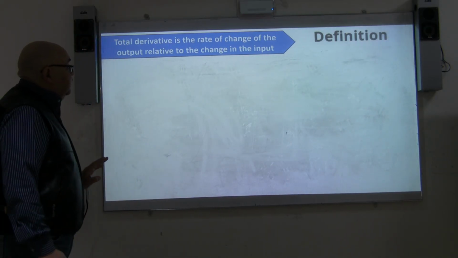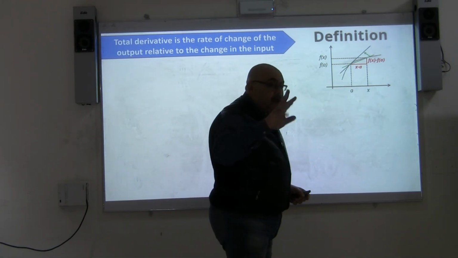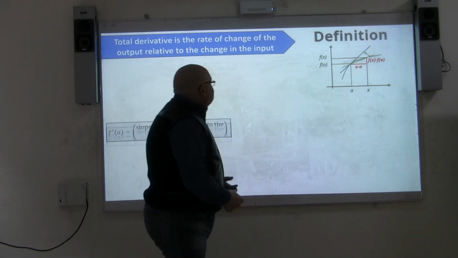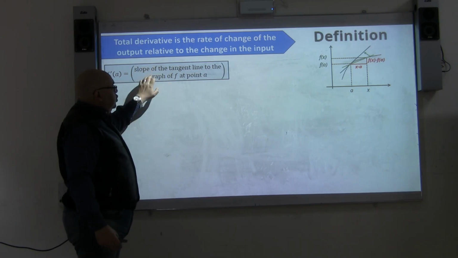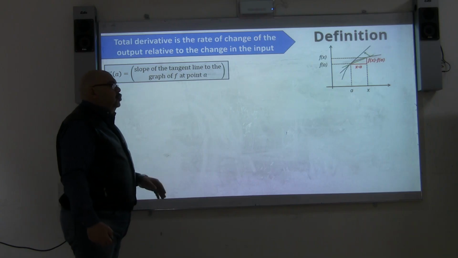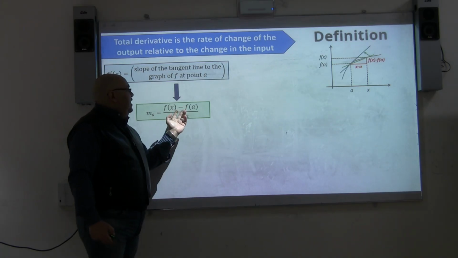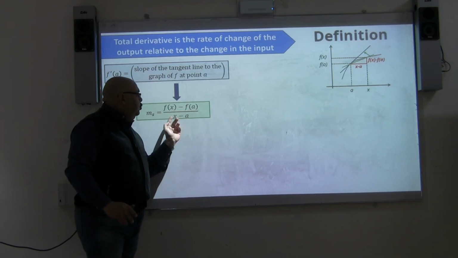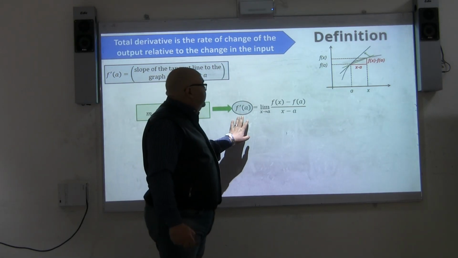But for the total derivative, the definition is really very clear. All you have to do is to get the ratio between the change of the output relative to the input. So this is the slope, f dash at a, or the derivative at a certain point. It is the slope of the tangent line to the graph at this point, which is usually the rise over run. So I will get the difference between the output, which is f of x minus f of a, divided by the difference in the input, which is x minus a, okay?